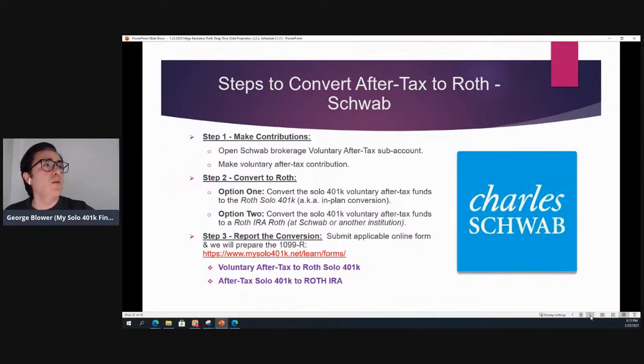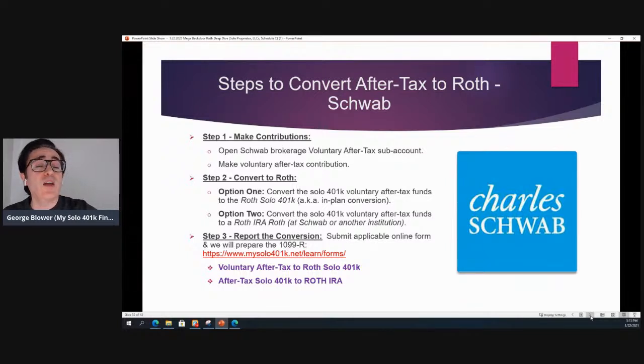So these next few pages, we talk about the steps to convert from an after-tax to a Roth for different institutions where it's very popular to have these accounts. So the first one here is Schwab. So the process would be you would open the Schwab brokerage account, and that's part of our process. We prepare the paperwork to open up the different brokerage accounts like the pre-tax, the Roth, the after-tax sub-account. You make your voluntary after-tax contribution to that brokerage account, and then you convert it. You could go to the Roth sub-account, so the brokerage account at Schwab for Roth solo 401k funds, or you could go to a Roth IRA. It could be at Schwab or it could be at a different institution.